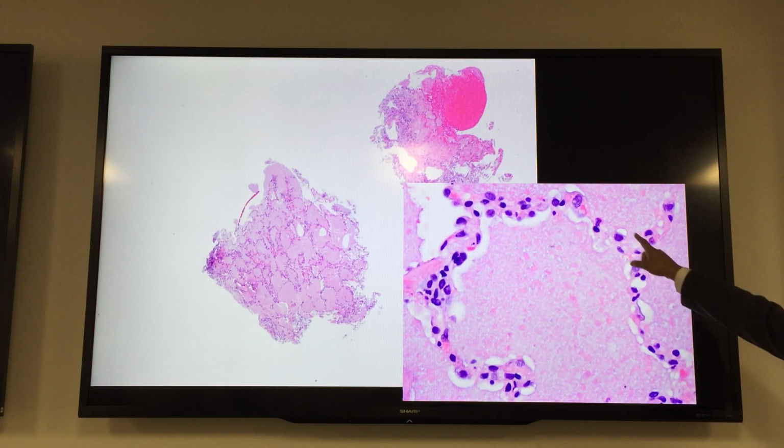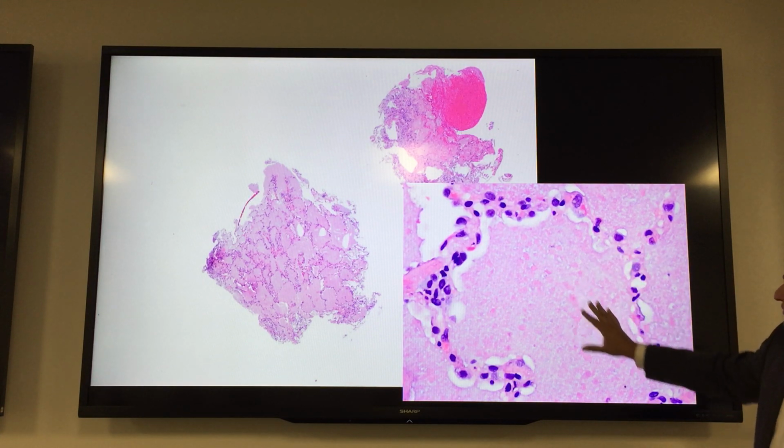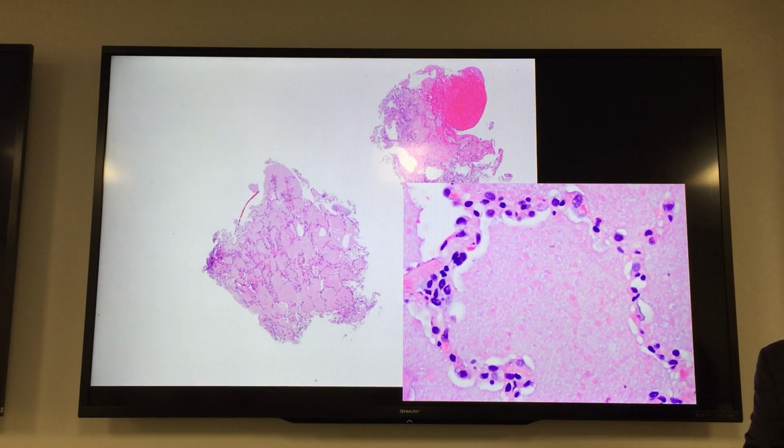Look at the interstitium. It's all basically normal. There's nothing happening in the interstitium. Yet there's filling of the air spaces by this pink granular material. This is actually surfactant. And when you get that, this is by definition pulmonary alveolar proteinosis, PAP.